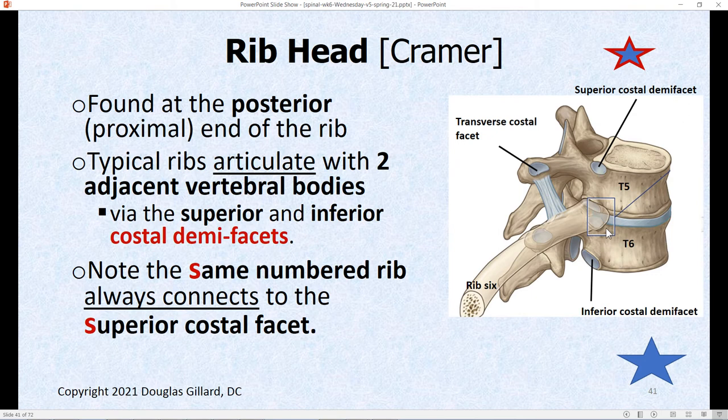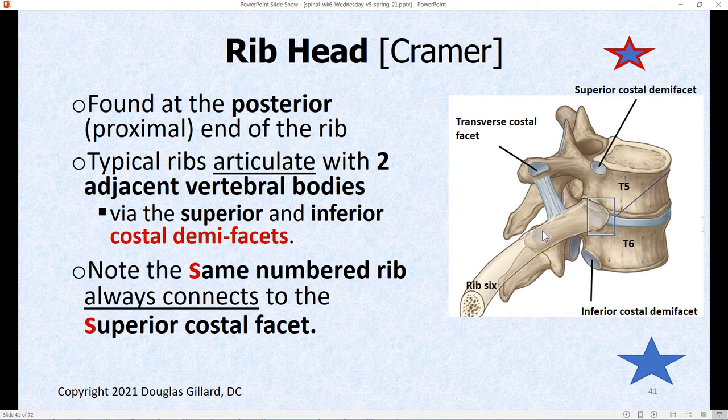Well, the superior demi-facet, called the demi-facet, names the rib. So this is T6 property. So this is rib number six. The costal or the transverse costal facet can also name the rib, because this is the T6 transverse process.